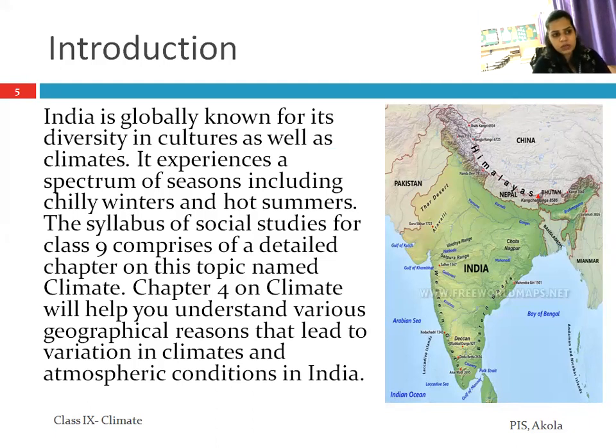Chapter 4 on climate will help you to understand various geographical reasons that lead to variations in climates and the atmospheric conditions in India. So this is just the basic intro which is there in the chapter.